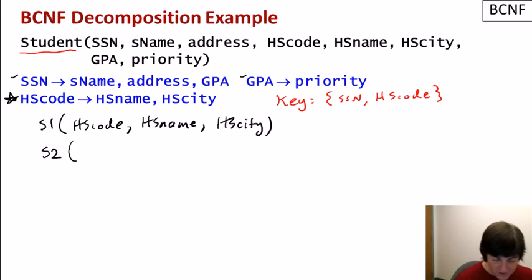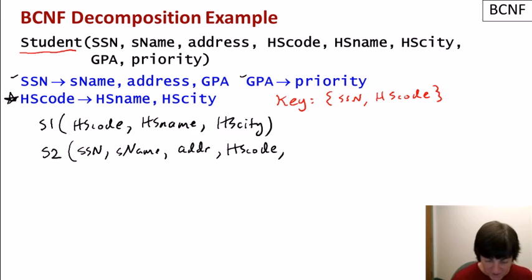And the second one is going to have all remaining attributes in the relation plus the left-hand side. So we'll have the social security number, the name, the address. We will have the high school code because it's on the left-hand side of the functional dependency we're using, but we won't have the name and city from the right-hand side, and we'll have the GPA and the priority.